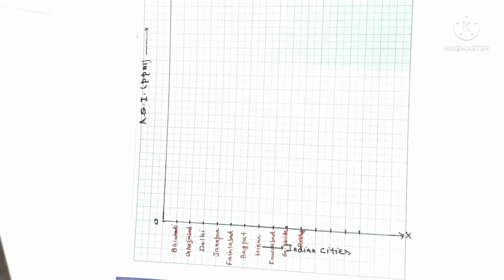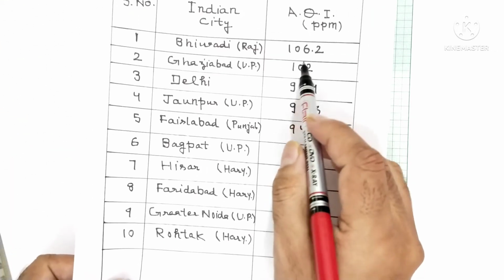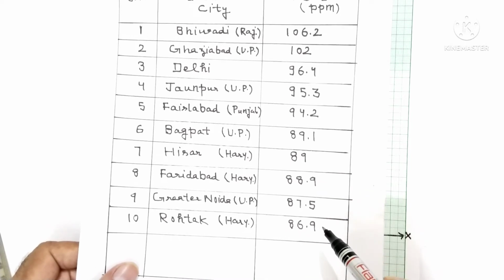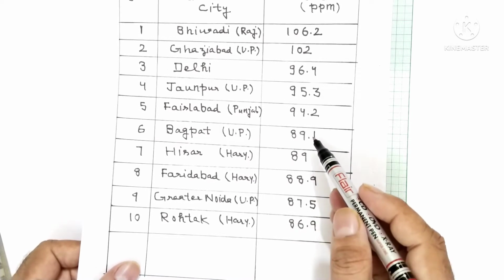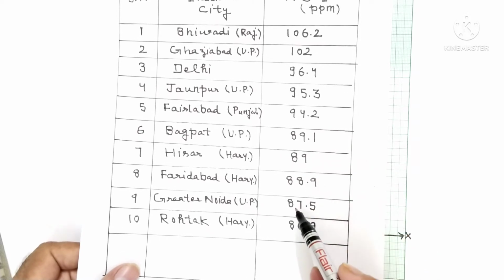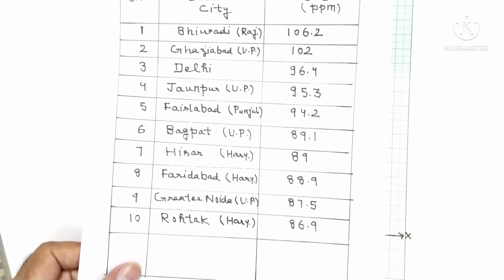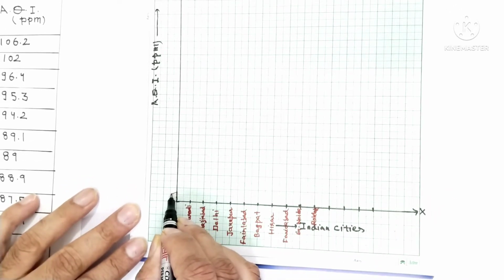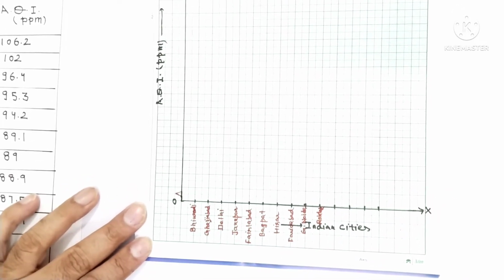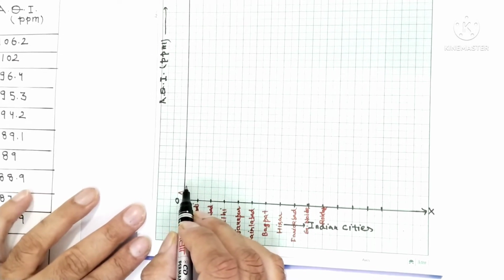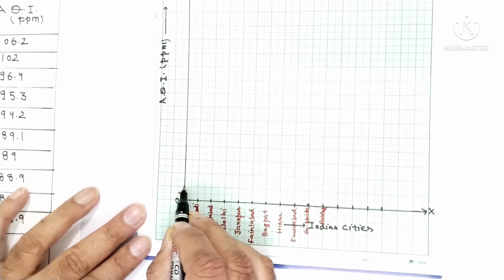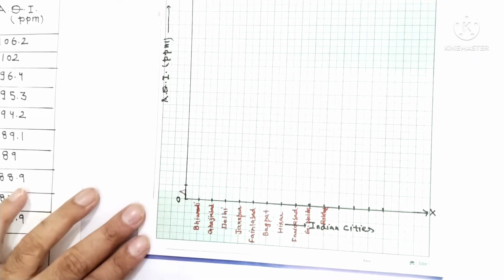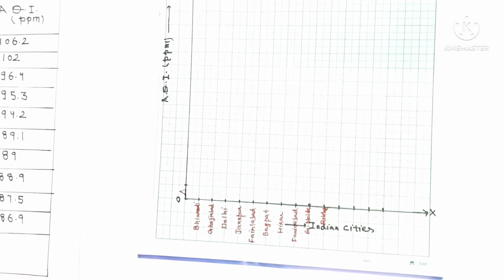Bhiwadi's air quality index is 106.2. First of all, you check and find the minimum air quality index. Here you can see the minimum air quality index is in the range of the 80s, right? So here we can show this with a kink, right? Now after the kink we can take small intervals; these are starting from 86 point something.